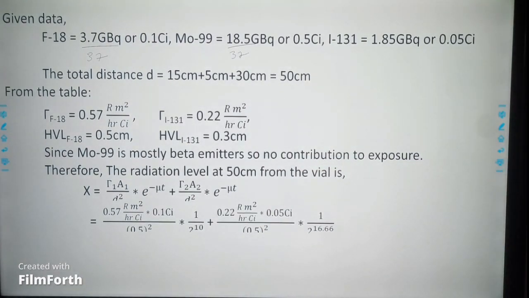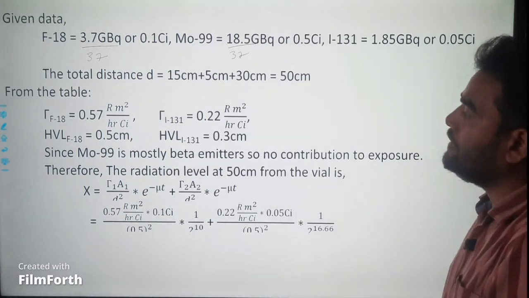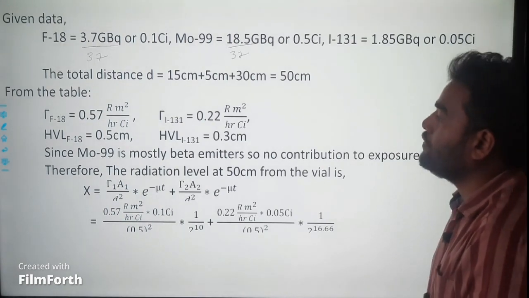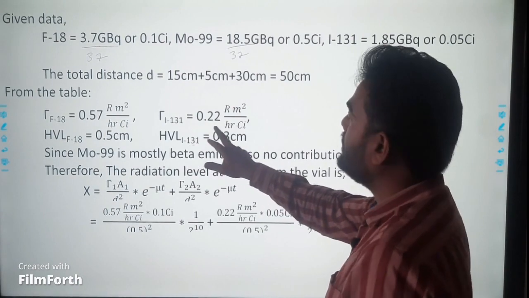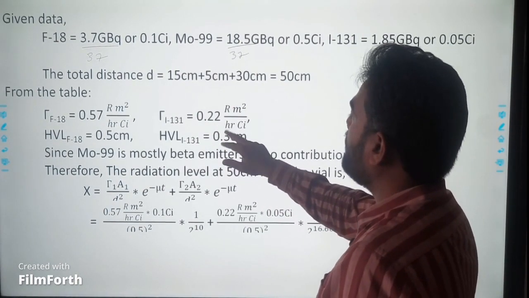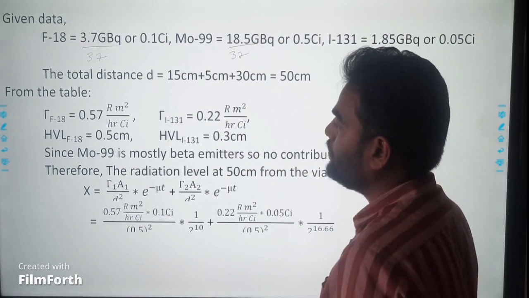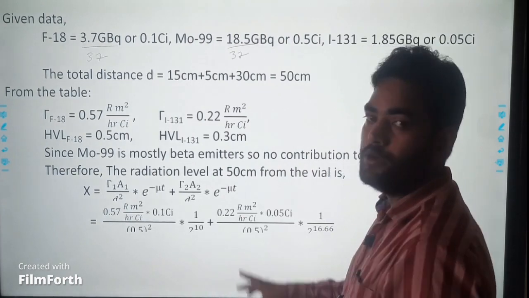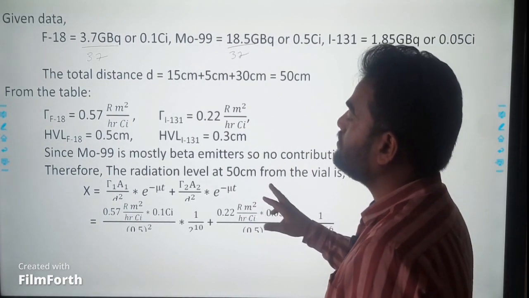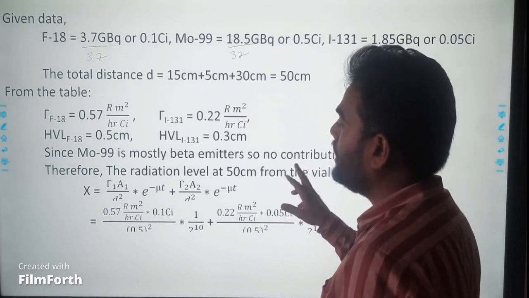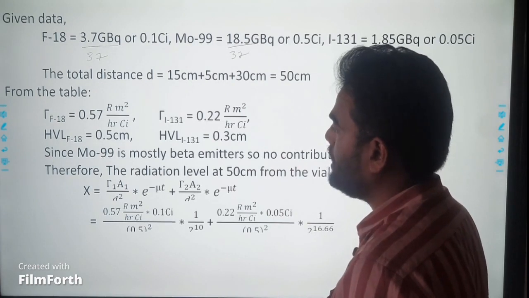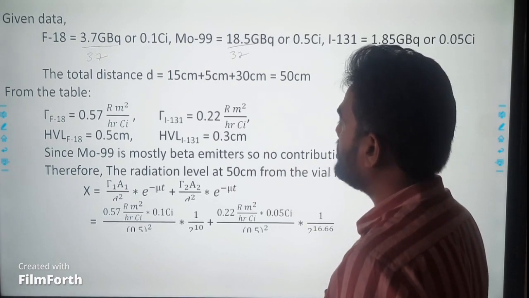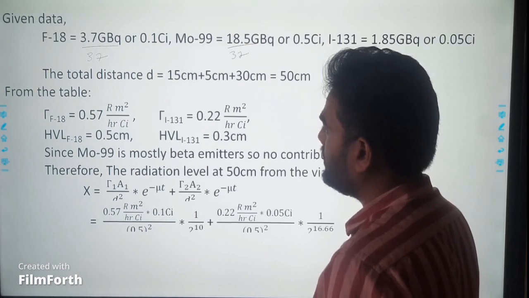Similarly for the iodine. Now the exposure rate constant for F18 is 0.57 Roentgen per hour meter square per Curie, and for iodine 131 it is 0.22 Roentgen per hour meter square per Curie. Similarly, the HVL values corresponding to these radionuclides for the lead brick have been mentioned as 0.5 centimeter for F18 and 0.3 centimeter for iodine 131.